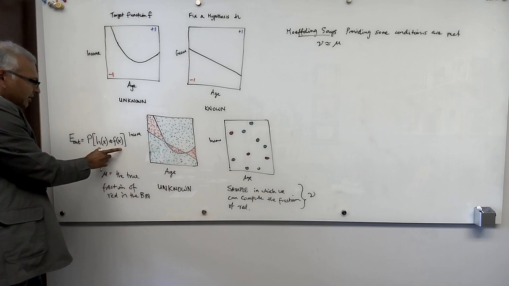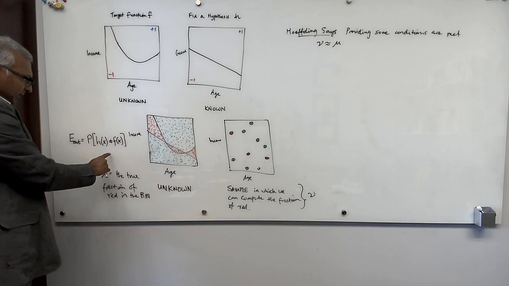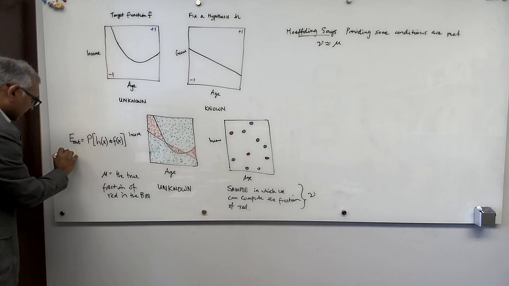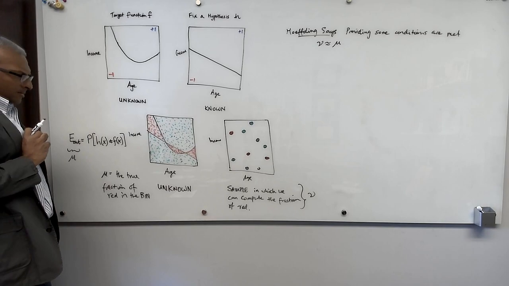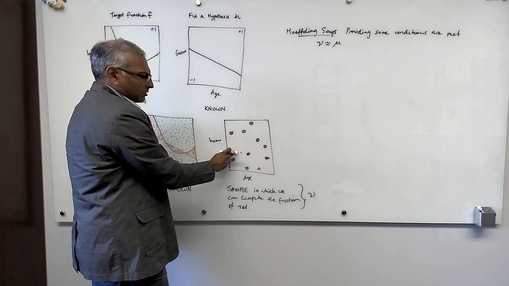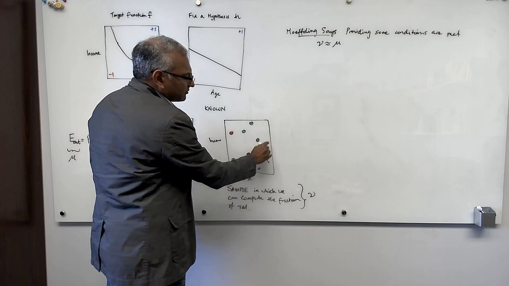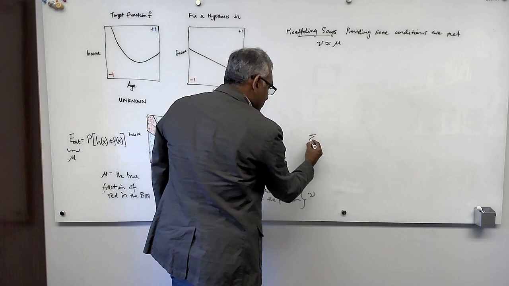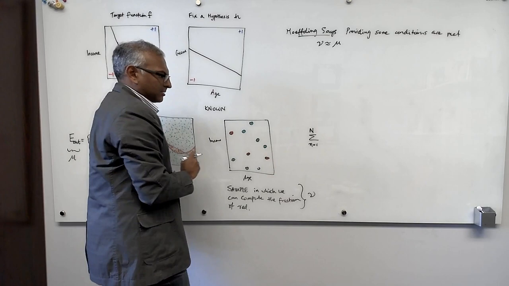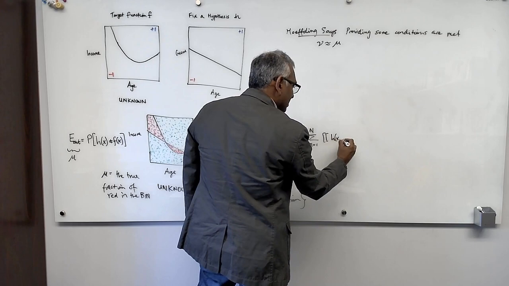And this is the probability. Think of this as a fraction of red marbles. And this is exactly analogous to mu in the bin model. Now, in the sample, we had this fraction of red marbles. So we can now explicitly compute this fraction. It's the fraction of data points on which H and F disagree. So this fraction nu is the sum over my data points from n equals 1 to big N, of a Boolean indicator function, H of Xn is not equal to F of Xn.